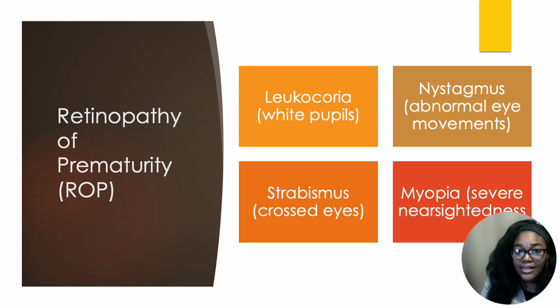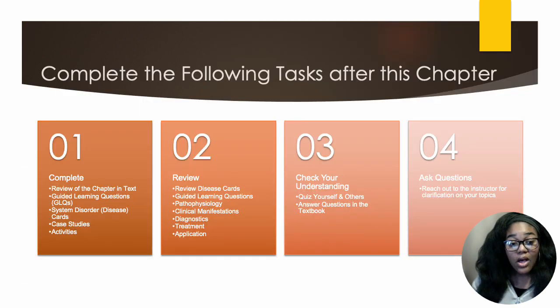As always, make sure you review the chapter and the text, do your guided learning questions, complete your system disorder cards, review your case studies and activities. Make sure you review that and then quiz yourself, quiz others. Make sure you're able to answer your questions in the back of the test book. And if you're still not understanding, don't worry about that.